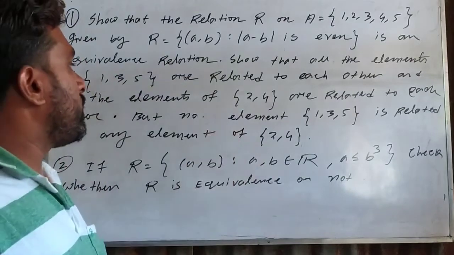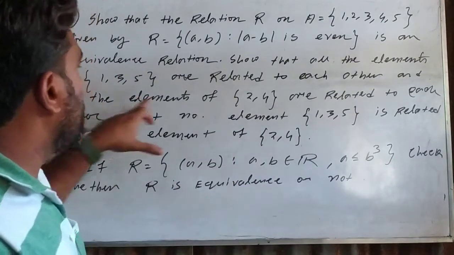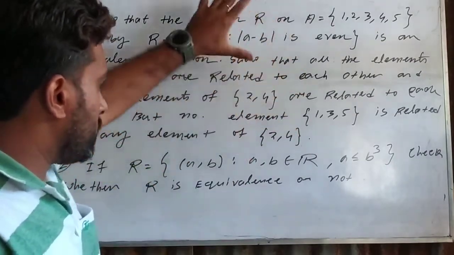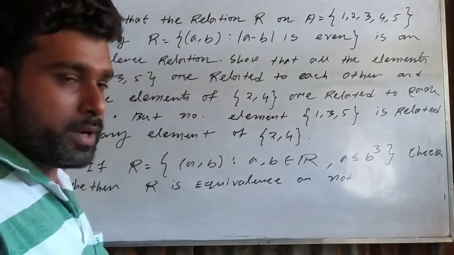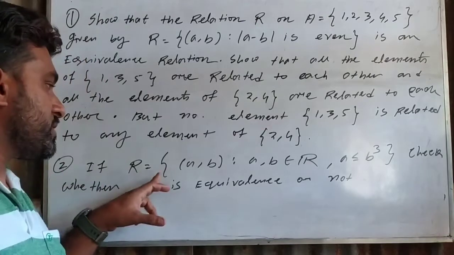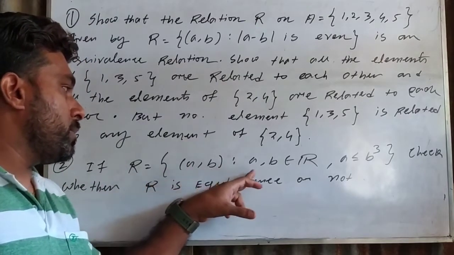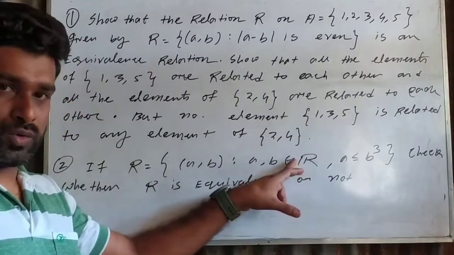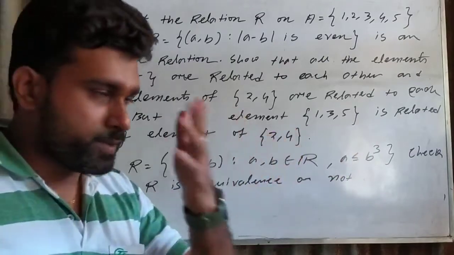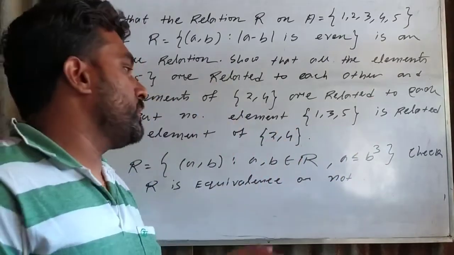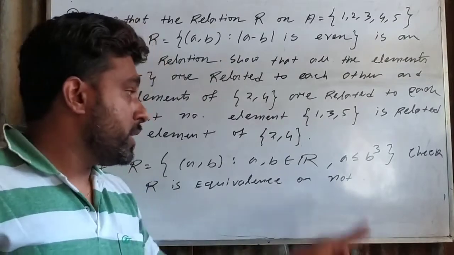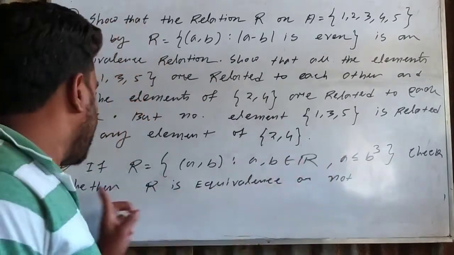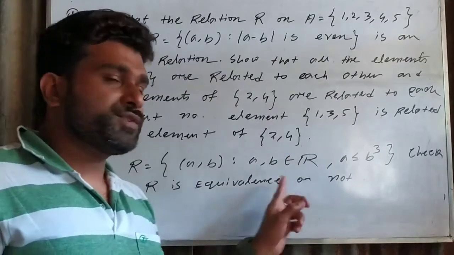When we solve this question, we will discuss it elaborately. And the second question is, the relation set is given, ordered pair A comma B belongs to the real numbers. Real numbers, that means any values can be chosen. A less than or equal to B cube. Very important question. A less than or equal to B cube. Check whether R is an equivalence relation or not.